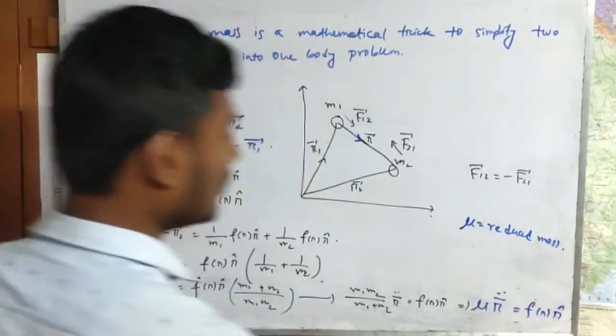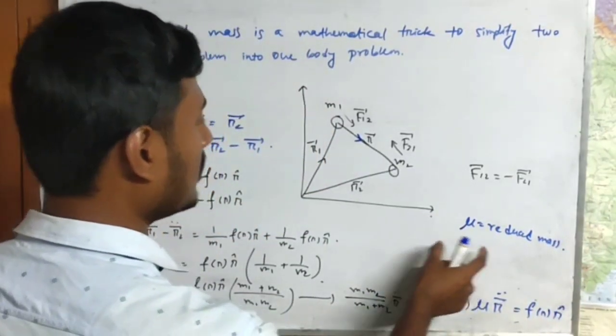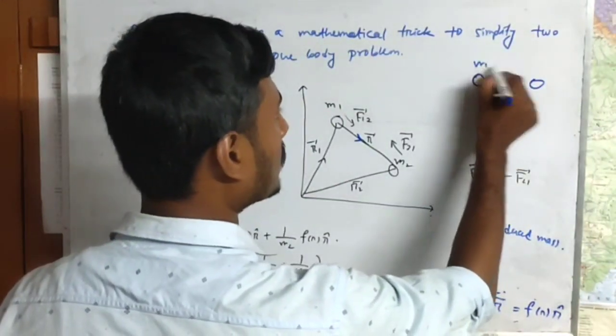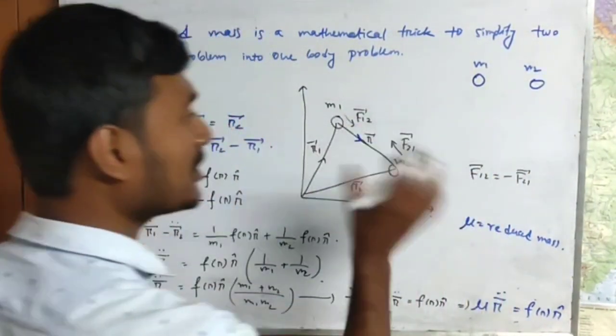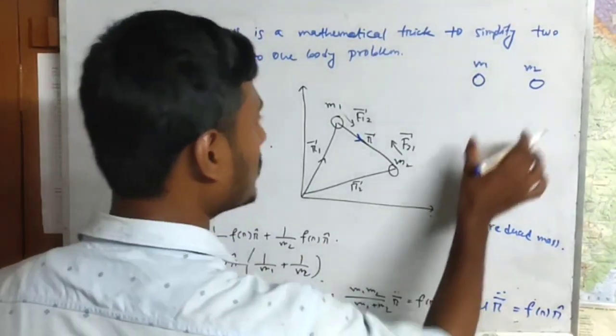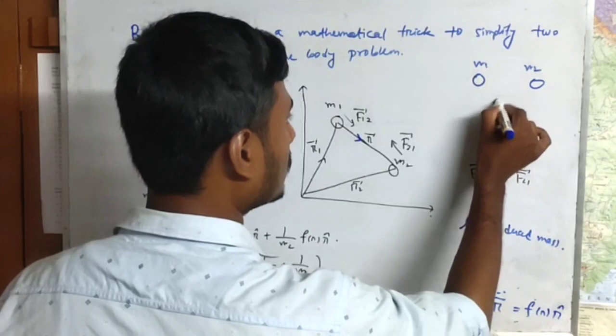This mass is used in the case of a two-body system. For a two-body system, let's say these are M1, M2. To solve the two-body system more simply, we have to use the reduced mass concept, which is mu.